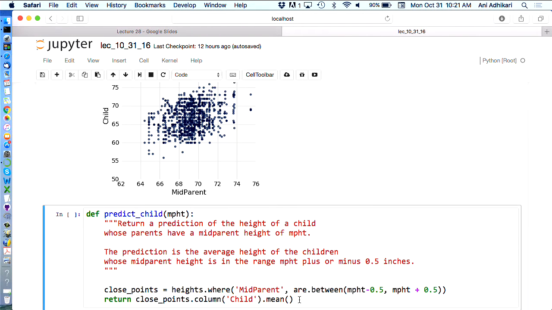And then what does this function return? Does it return a table, an array, a number, what? A number. It's returning a mean. It's returning the mean of the array of children's heights for the new table that you have calculated. Questions?